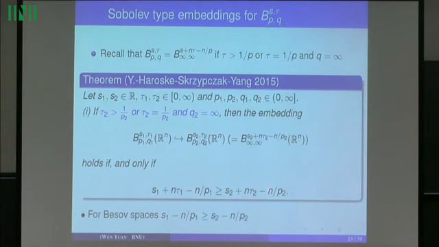It is not difficult to show that this embedding is true if and only if these conditions hold: s1 plus n tau1 minus n over p1 is greater than or equal to s2 plus n tau2 minus n over p2. Comparing with the Besov space condition, we can see that there is an additional term, n tau. If tau1 is 0 and tau2 is 0, you can go back to the classical case. So we can see that there is no need to add a condition on p1; we don't need p1 less than or equal to p2.